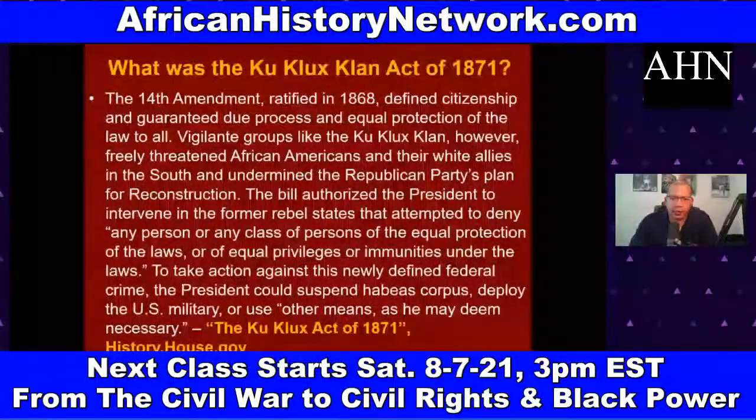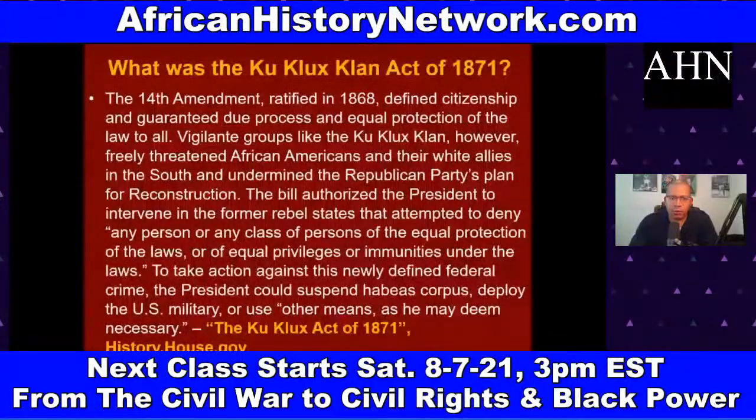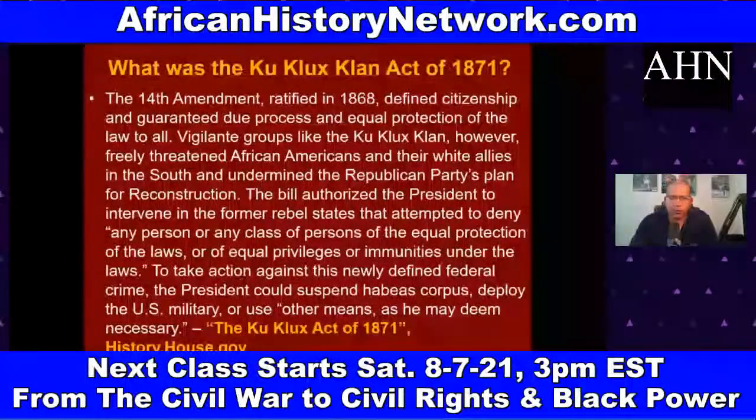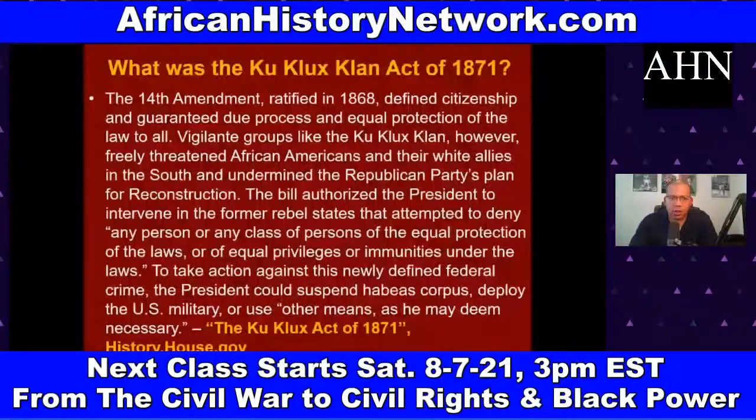The bill authorized the President of the United States to intervene in the former rebel states that attempted to deny, quote, any person or any class of persons of the equal protection of the laws or of equal privileges or immunities under the laws. To take action against this newly defined federal crime, the president could suspend habeas corpus, deploy the U.S. military, or use, quote, other means as he may deem necessary, end quote.